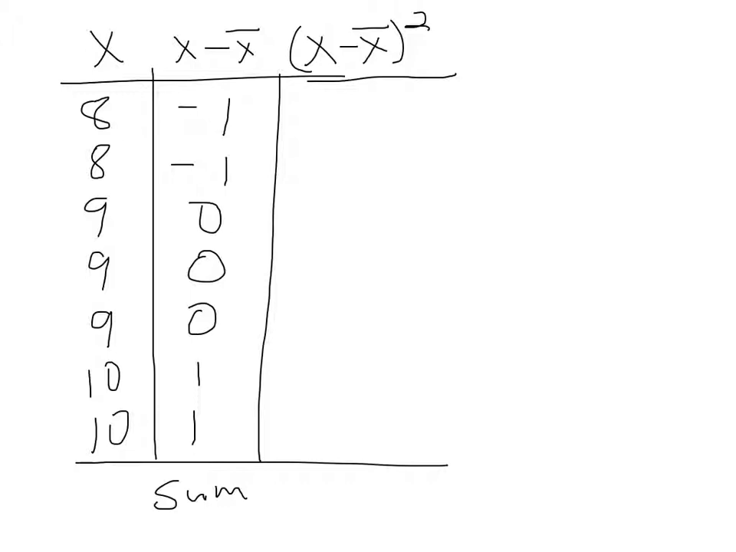Okay, so now to make it more useful, they want us to square each of these differences. So -1 times -1 is 1. If you're using a calculator, you don't want to type in -1 and then hit the x squared button, because most calculators will give you -1. What it's doing is treating this as -1 times 1, because it follows the order of operations.